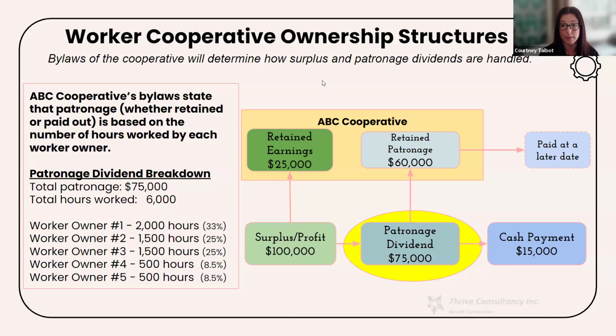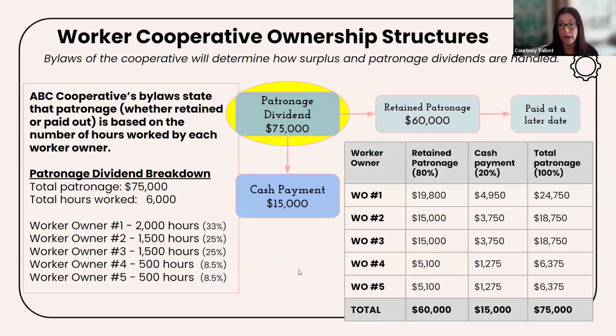So let's look at what that breaks out as. Once again, I've only brought the section that we are directly looking at here, which is that $75,000 total patronage dividend paid out. Part in cash, part retained. And this table explains that. So notice across the top, we have our retained patronage, which is 80%, cash payment 20%, for our total patronage of $75,000 down there in the bottom right-hand corner. So that looks a little different for each worker owner, right? Their total patronage is based directly on their number of hours.